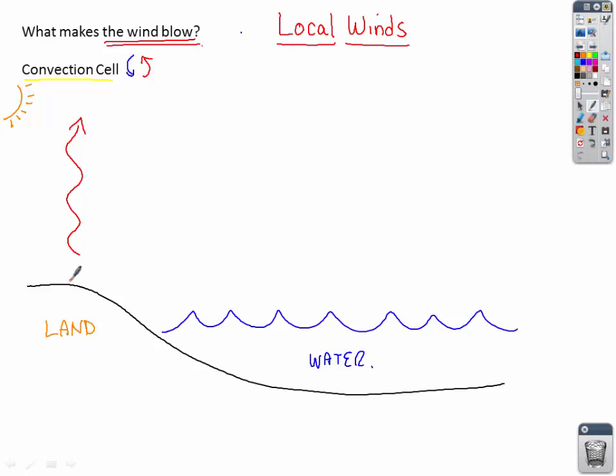Now, you're standing on the beach enjoying the day. Air begins to rise because it's being heated. You are not suffocating and dying. So, air must be being replaced from somewhere. That somewhere is the sea. All right, you can't have no air. Nobody suffocates and dies. So air is being replaced from the sea. Now, we talk about wind, where it's coming from. So if wind is coming from the sea, we're going to call this a sea breeze.